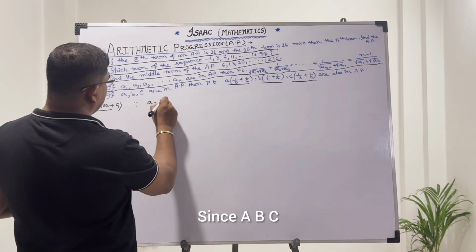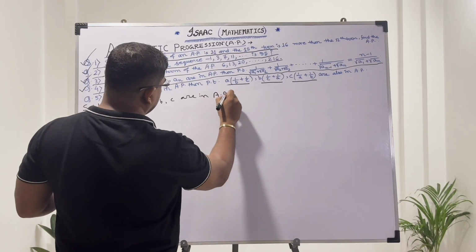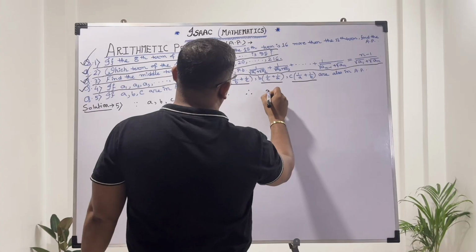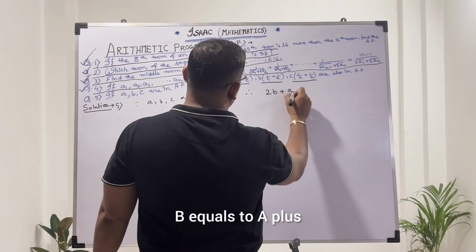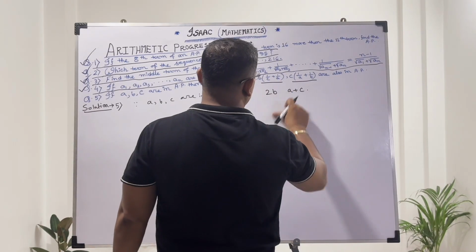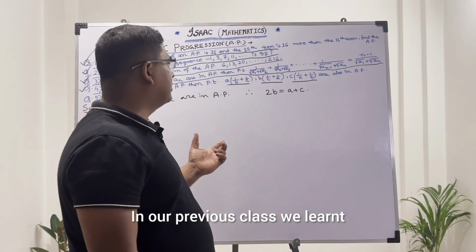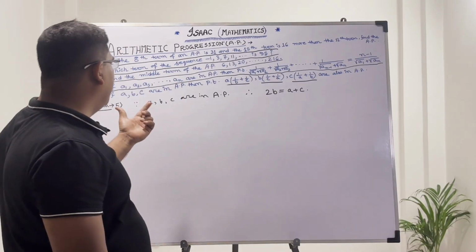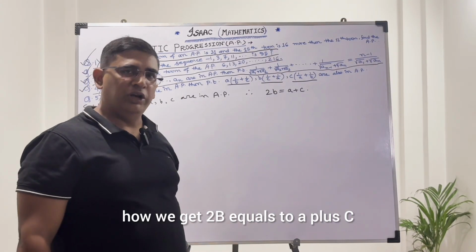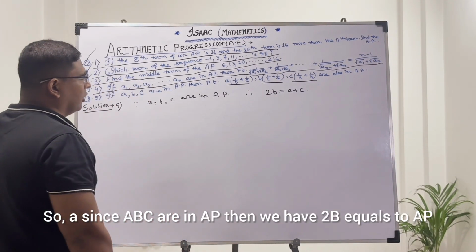Since A, B, C are in AP, therefore 2B equals A plus C. Then 2B equals A plus C. Okay. In our previous class, we learned when A, B, C are in AP, then how we get 2B equals A plus C. So since A, B, C are in AP, then we have 2B equals A plus C.